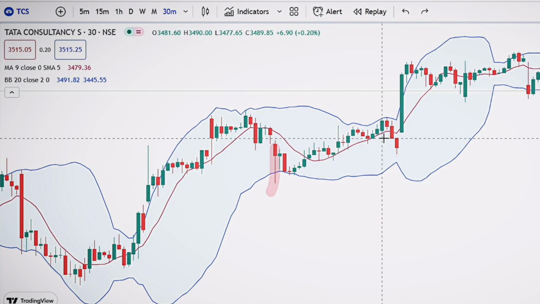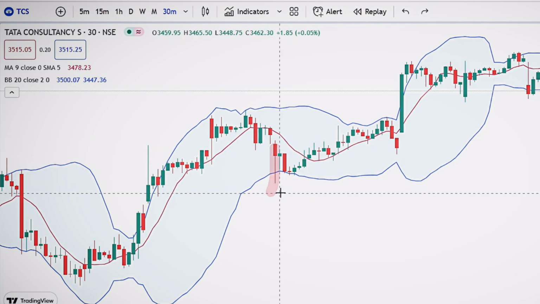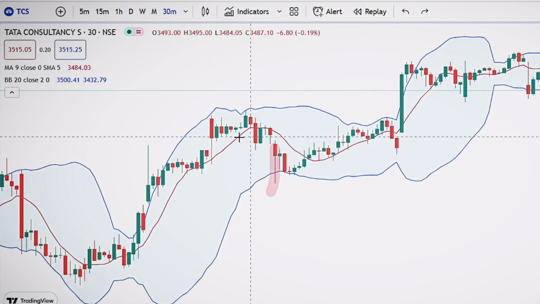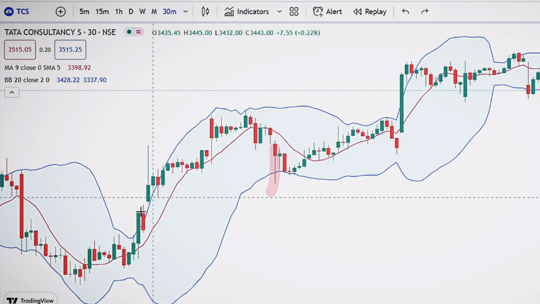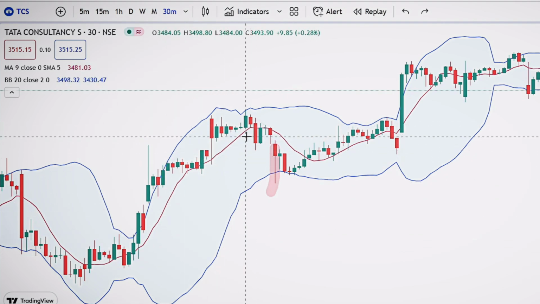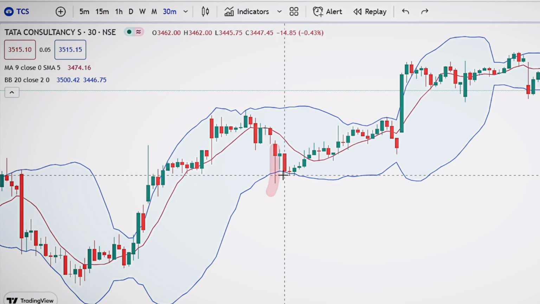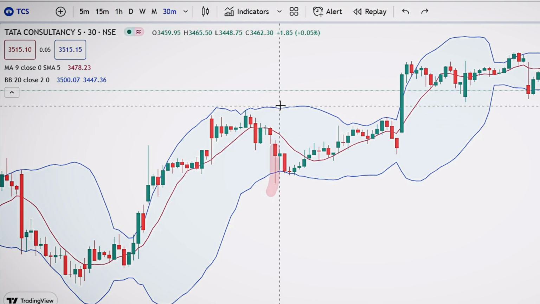I am using two indicators. The first is the moving average. The pink line you see in the middle is a 9 period moving average. The blue lines are the Bollinger bands. Now, Bollinger bands are levels where, if the stock touches this point, there is a chance of a reversal. I am using a 2 standard deviation Bollinger band here.